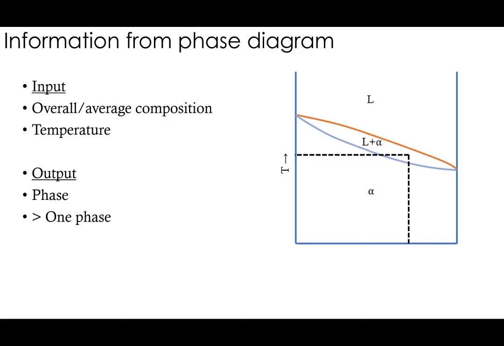When the number of phases is more than one, we can get some more information, that is, the composition of each phase. We know that two phases are going to be in equilibrium at this point. What is the composition of individual phases? That can be obtained from the phase diagram. And the amount of each phase, like how much of L and how much of alpha, can also be figured out from the phase diagram.